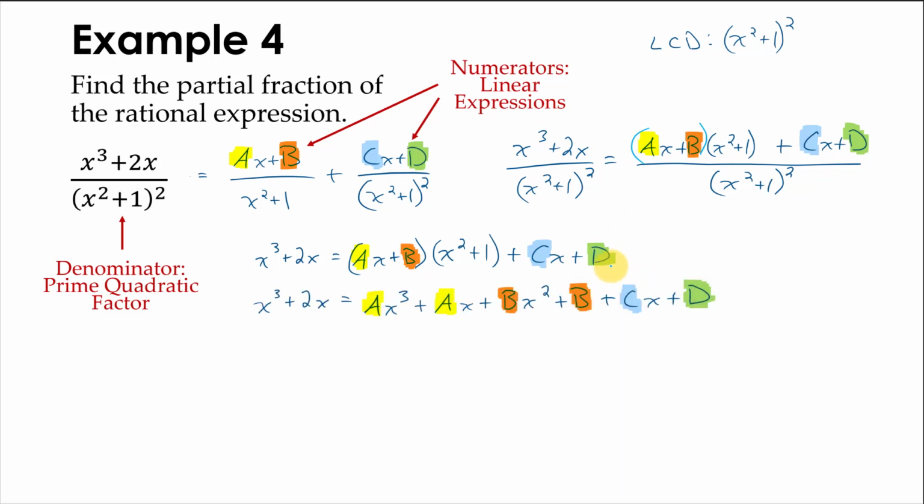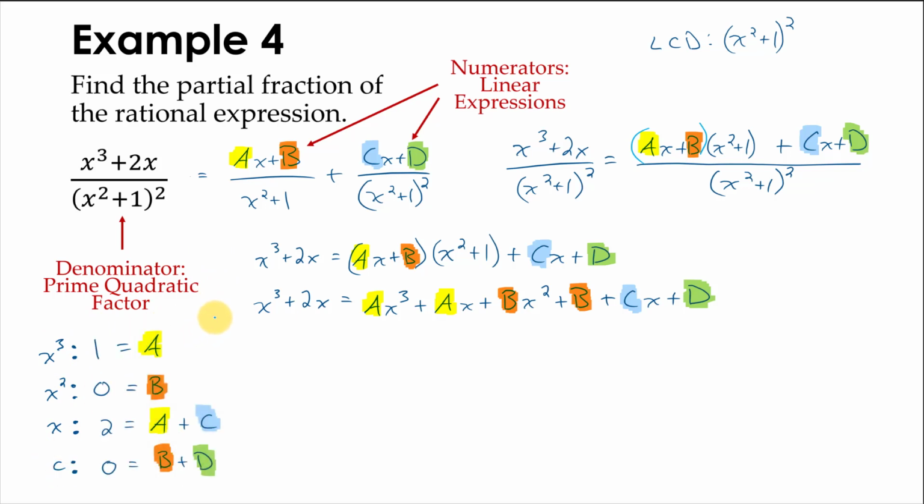So I can go ahead and FOIL out, I get x cubed plus 2x equals ax cubed plus ax plus bx squared plus b plus cx plus d. All right, got a lot going on there, a lot of letters for this math problem. But we're just going to equate our coefficients again. This time I've got 4: I've got x cubed, x squared, x, and constants. So when I equate my coefficients, that looks like this.